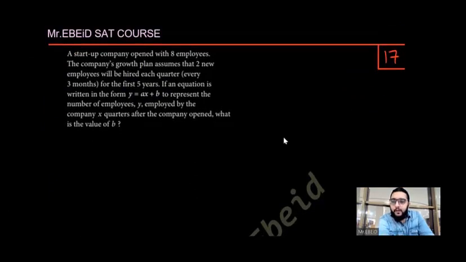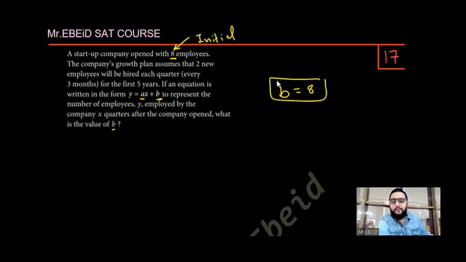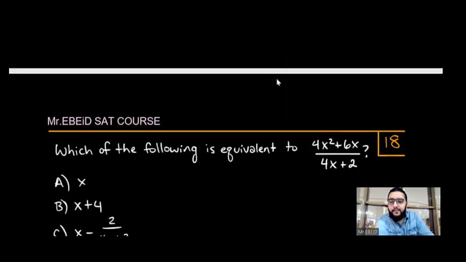A startup company opens with 8 employees. So this is the initial number. The company's growth plan continues with each group. We have y equals ax plus b. You know that a is the slope, the rate of increase, and b is the initial number of employees. y is the number of employees after x months. We want to find the initial number, which is given, so b equals 8. Very simple and very easy question.